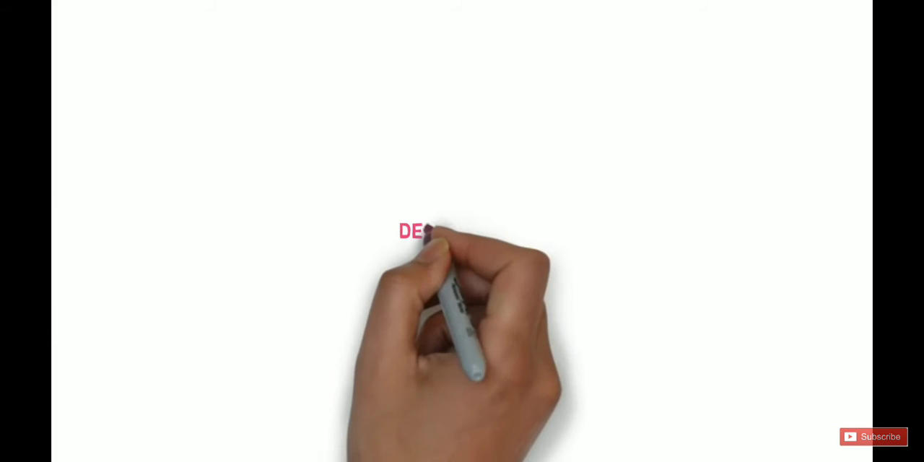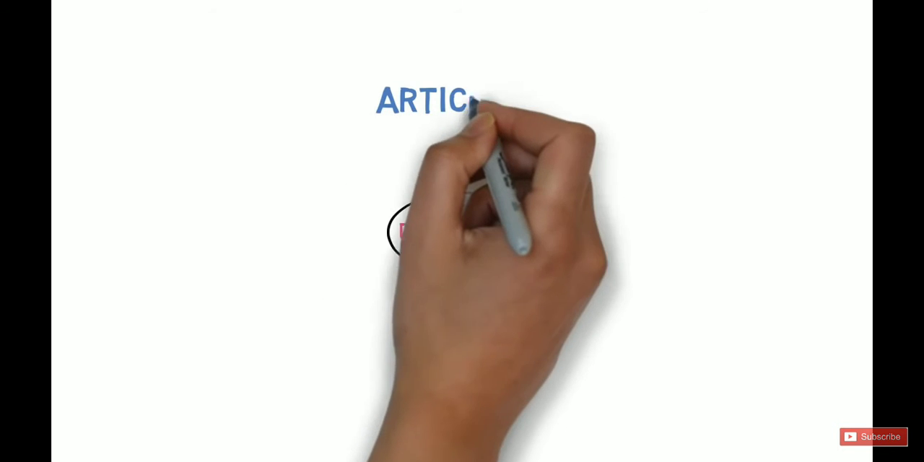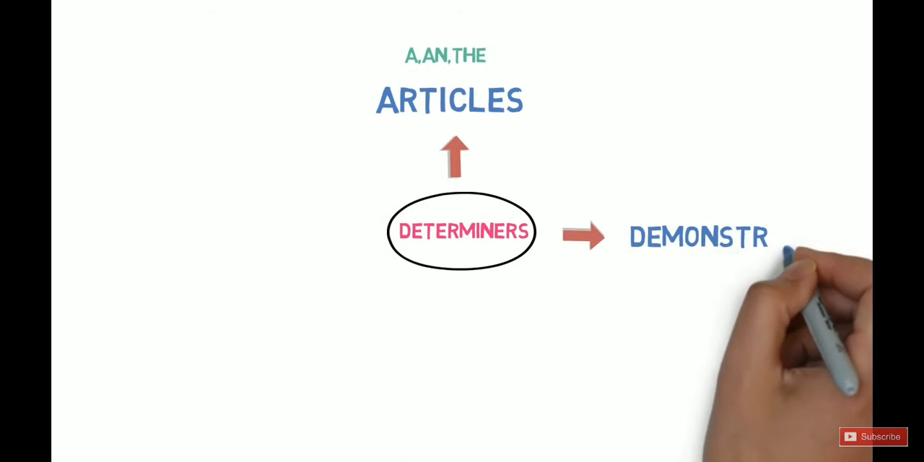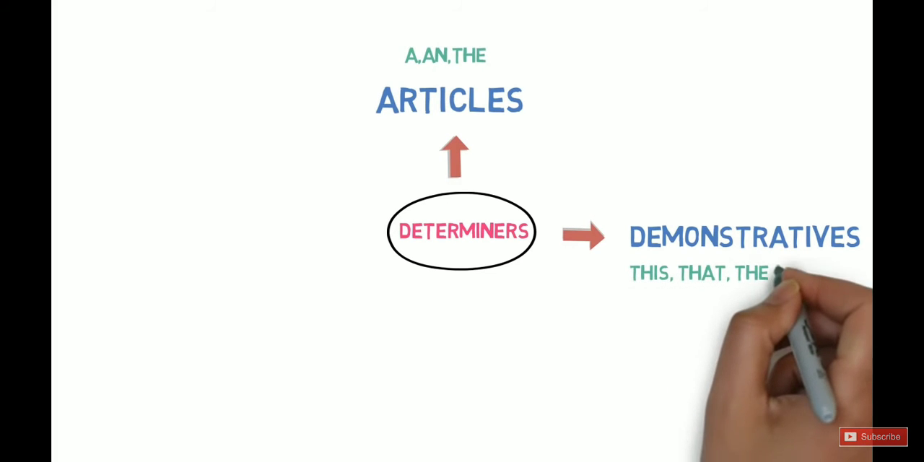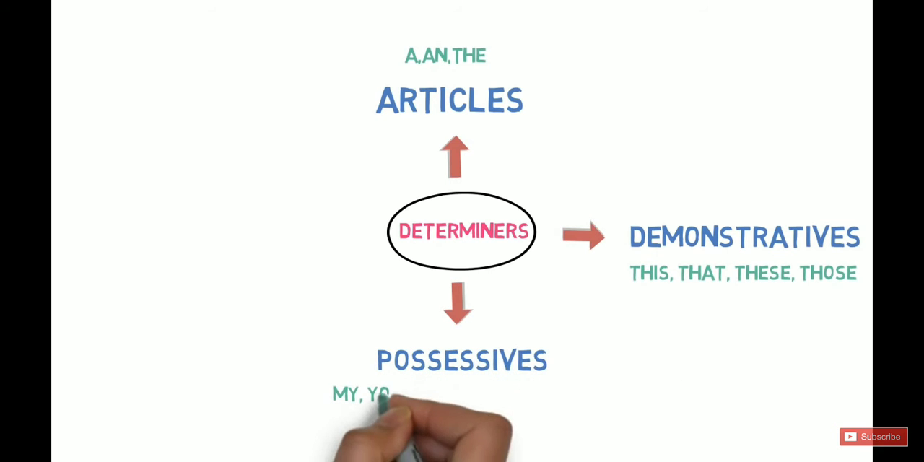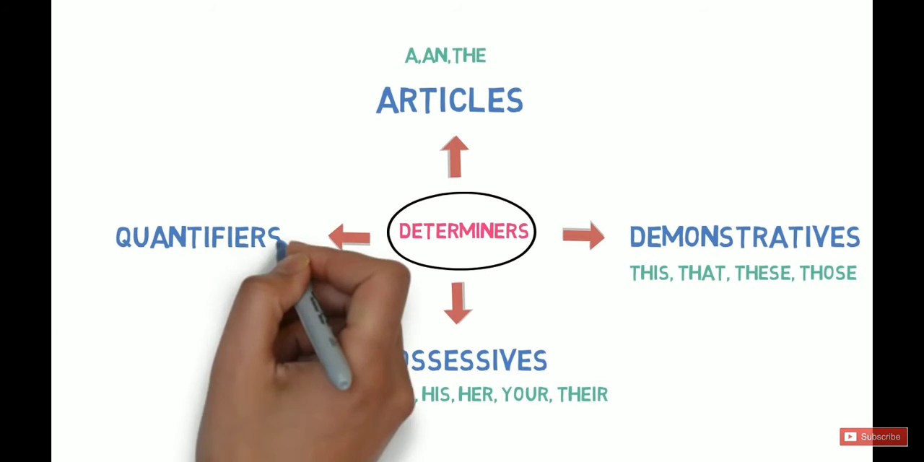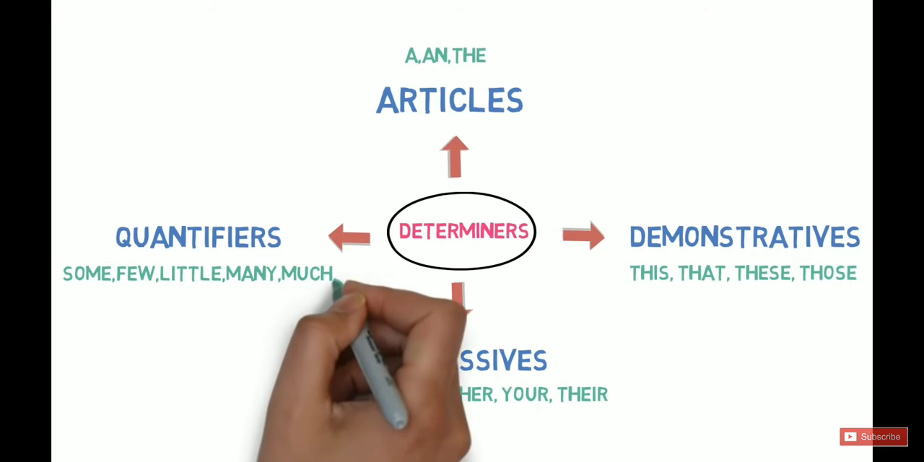Now, determiners are basically divided into four types. First, articles, which are a, an, the. Second, demonstratives, which are words like this, that, these, those. Third, possessives, which are words like my, your, his, her, our, their. And fourth, quantifiers, which are words like some, few, little, many, much, any.